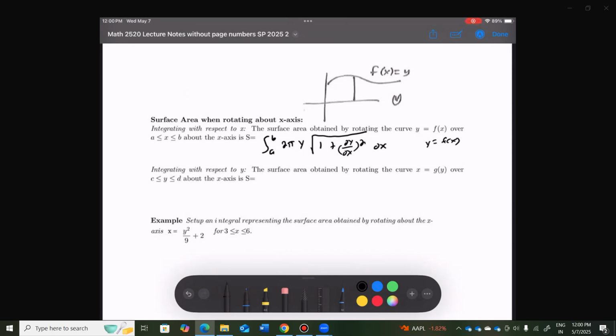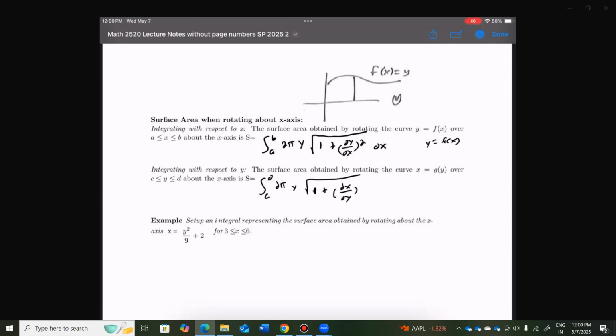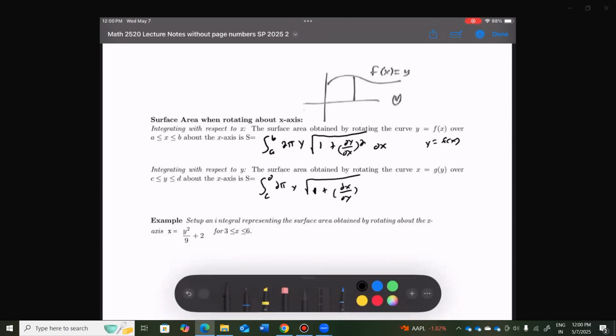And then if we're doing it with respect to y, it's going from c to d, 2 pi y square root 1 plus dx over dy squared dy. And here your function is going to be from, you know, x equaling g of y or f of y, if we want to call it that.